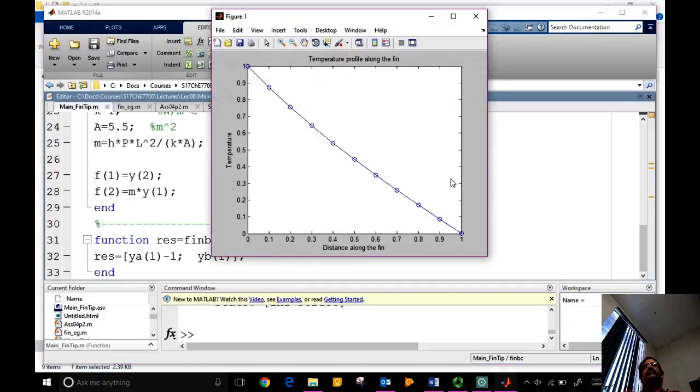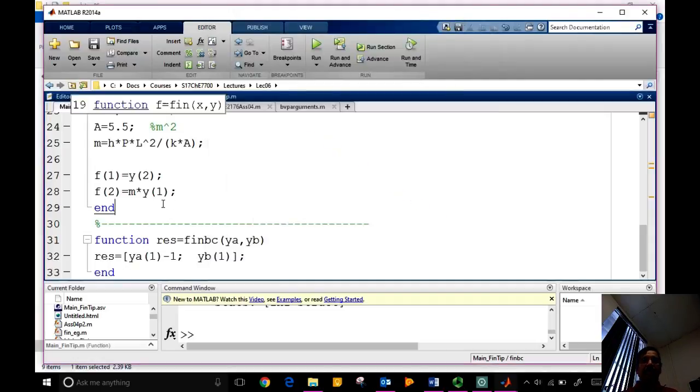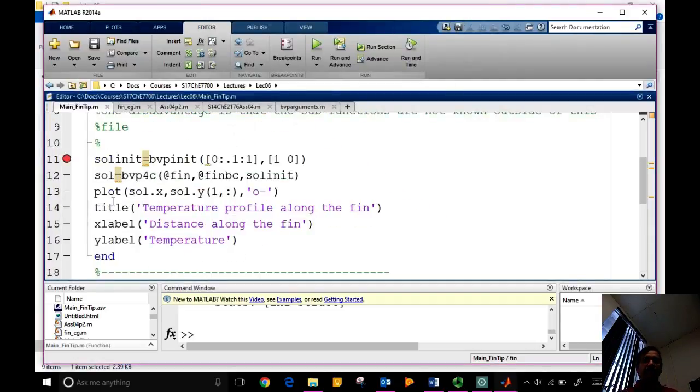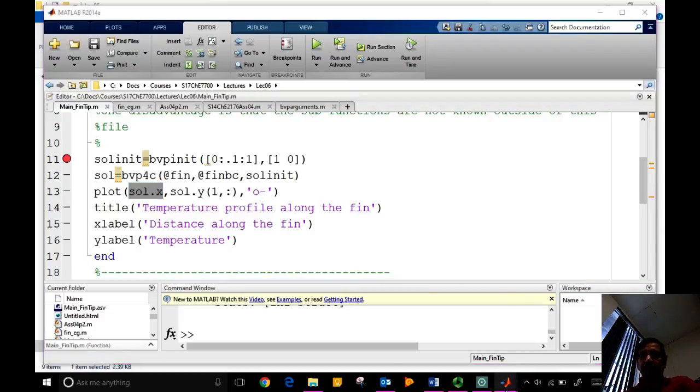And there's your temperature profile, right? This part is generated after it solves it in here, I'm just plotting it. I'm plotting it using sol.x. Sol.x is the x variable, okay? And sol.y1 is the temperature. If I put sol.y2, I'll get the temperature gradient. And the colon here indicates take all the values in that column. And here this says use a symbol circle and a line, so you get both.